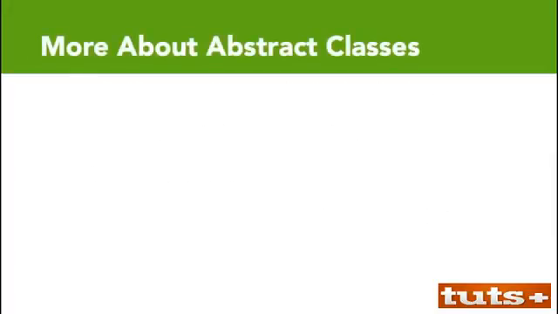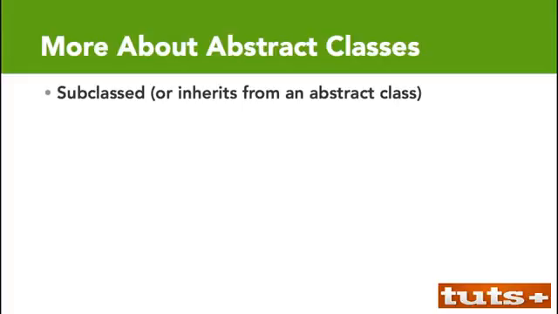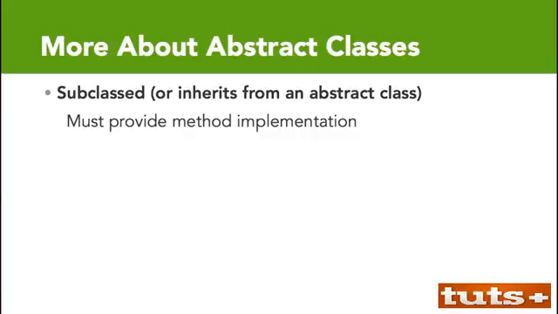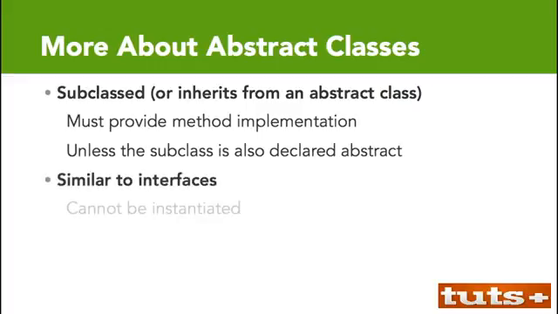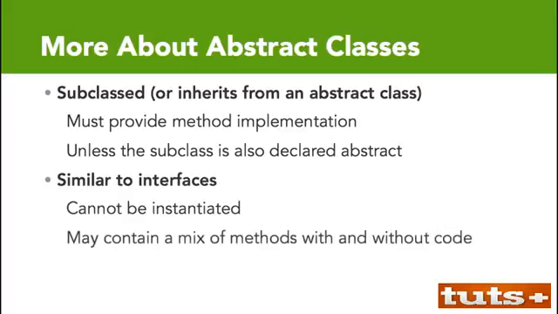So what happens when a class inherits from an abstract class? The subclass must provide the implementation for all the abstract methods that are in the parent class. If it does not, it must be declared as abstract also. Abstract classes are similar to interfaces. Once again, you cannot instantiate an interface, and an interface may contain a mix of methods that are with or without code.